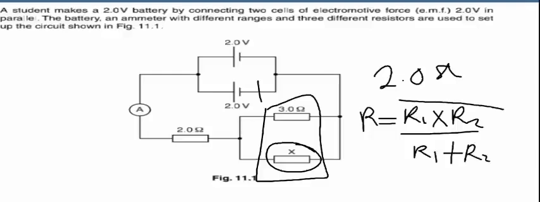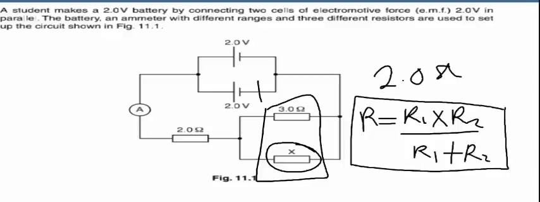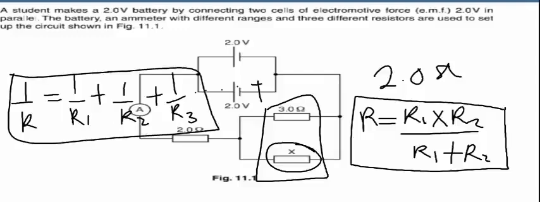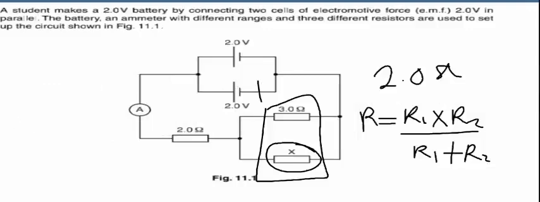This one here only applies to two resistors connected in parallel. If there are three, you're not going to use this one here. You can use this one, and so on. Now I'm going to use this one here for us to calculate X. So here I'm going to say X is going to represent resistor 1, then 3.0 ohms is going to represent resistor 2.